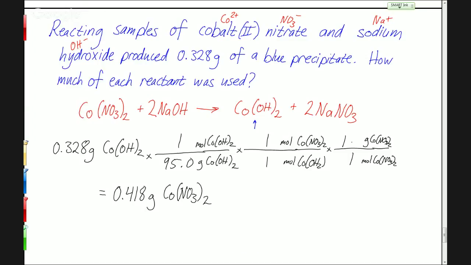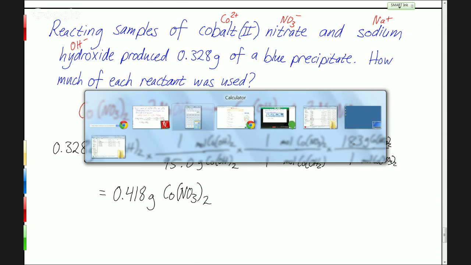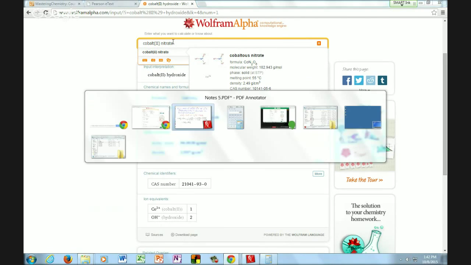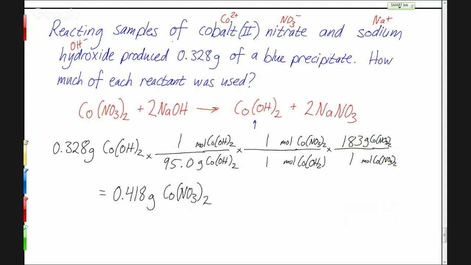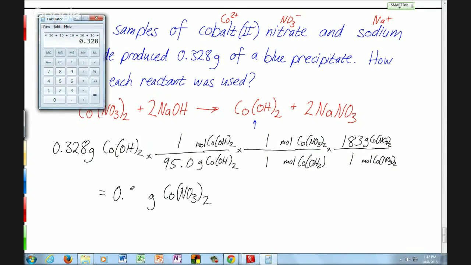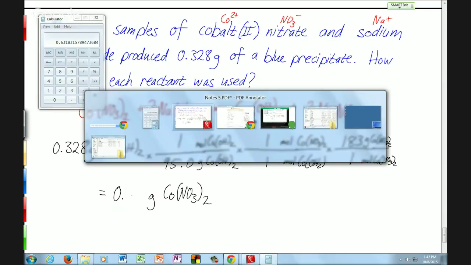Okay. Let's check with our magic shortcut here just to make sure. Yeah, it should be 183. Yep. Okay, so that's not right. Try it again. That's not right either. 0.328 divided by 95 times 183. There we go. 0.63.